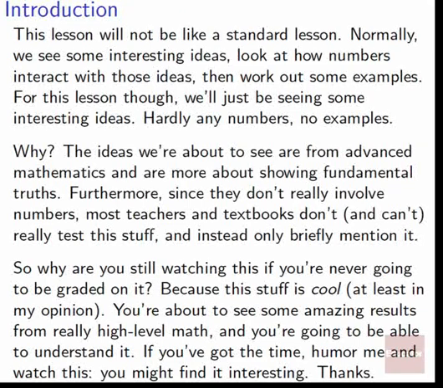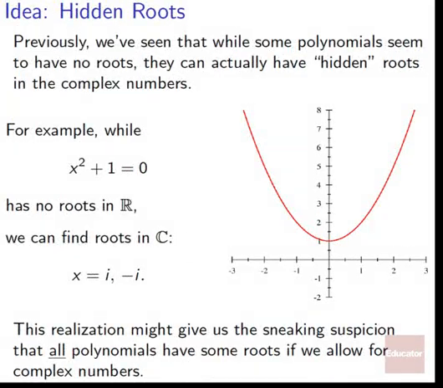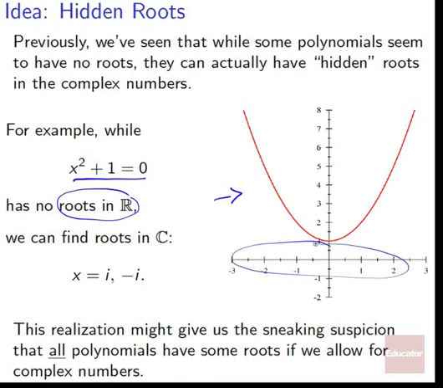Thanks. All right. Previously, we've seen that while some polynomials seem to have no roots, they can actually have hidden roots, in a way, in the complex numbers. So, for example, if we look at x squared plus 1 equals 0, there's no solutions to that, right? X squared plus 1 has no roots in the reals. If we look at its graph over here on the reals, we see that it never manages to cross the x-axis, so it has no roots.